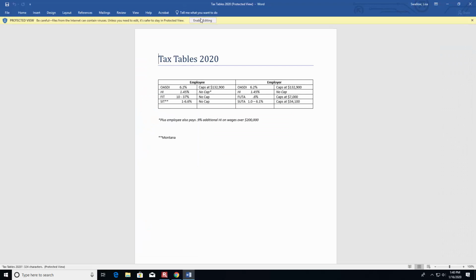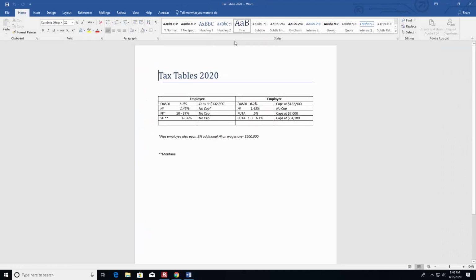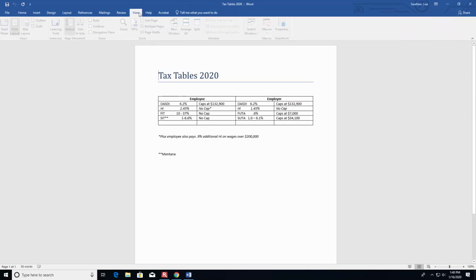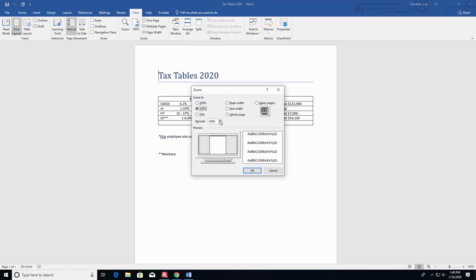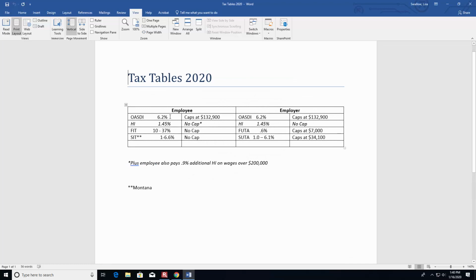And if I were you, I would print it out and put it in a plastic pocket or the inside of your book or whatever you want to do to make it easy to reference, because none of this is intuitive and you just have to know it. So there's 4 employee taxes and 4 employer taxes.